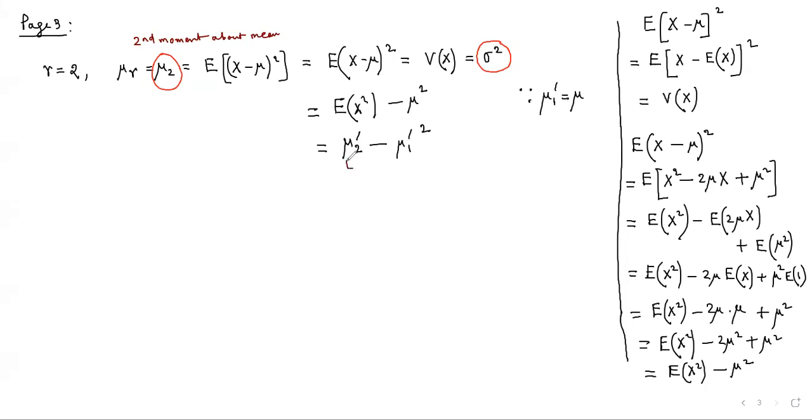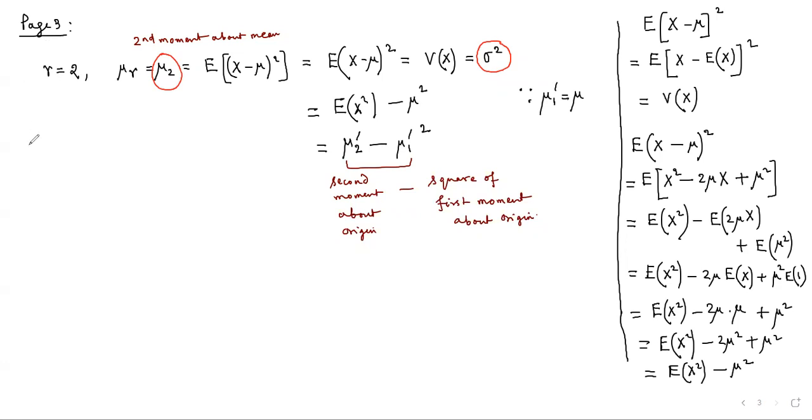in terms of the difference of second moment about origin minus square of first moment about origin. Okay, so one particular type of moment can be expressed with the help of some formula as another type of moment.